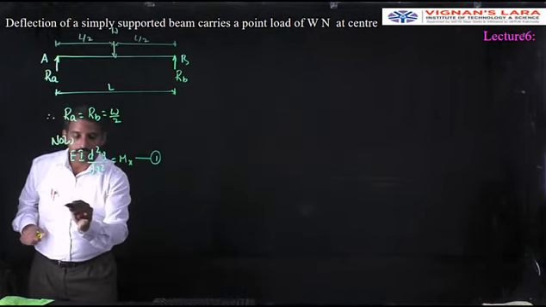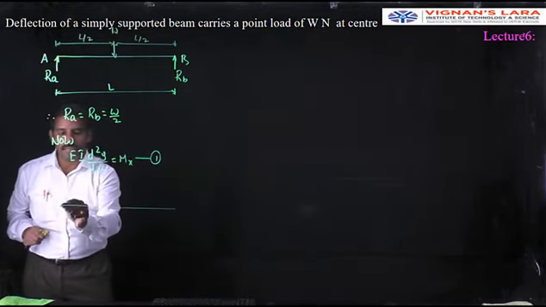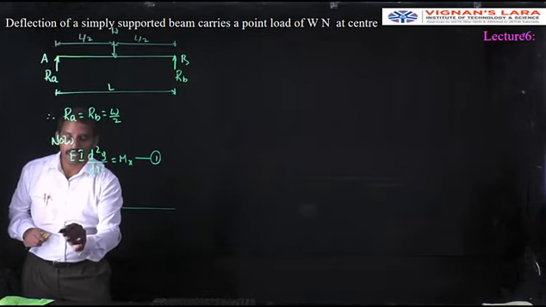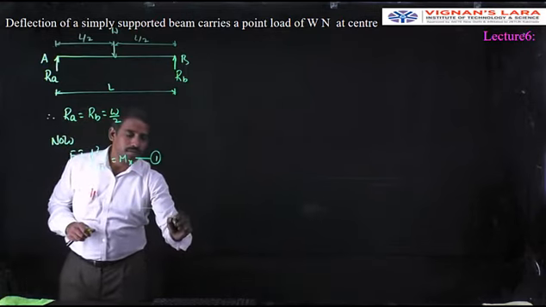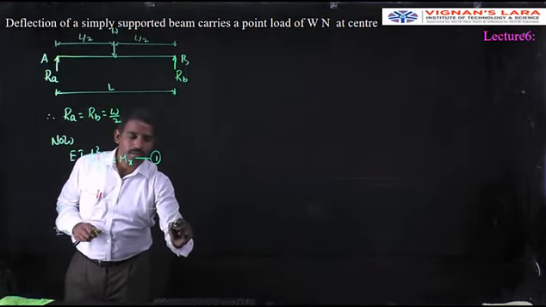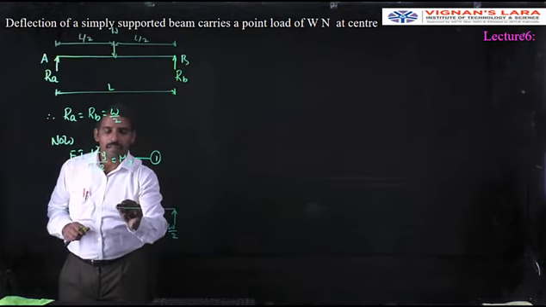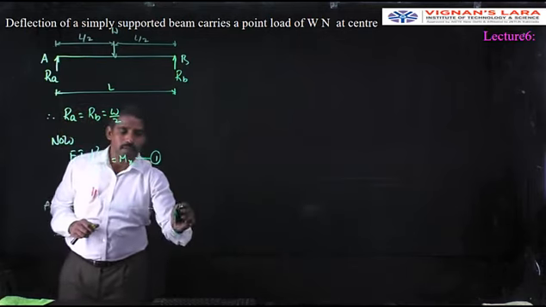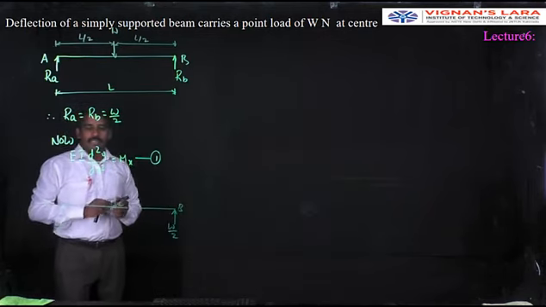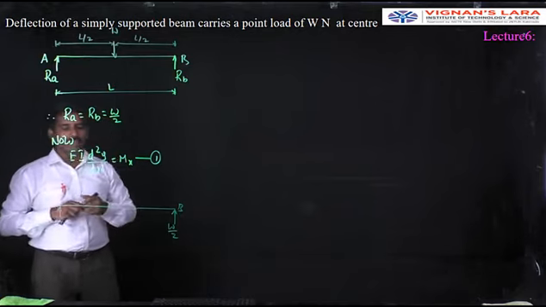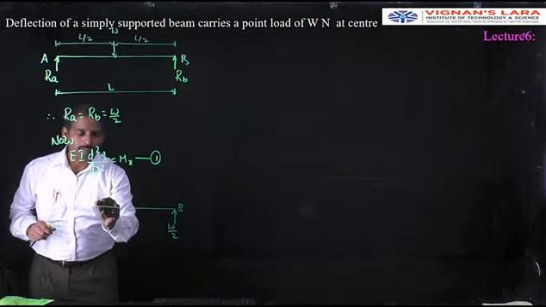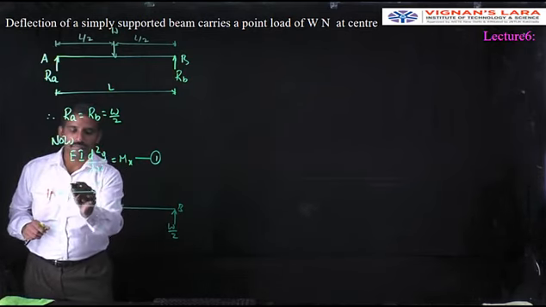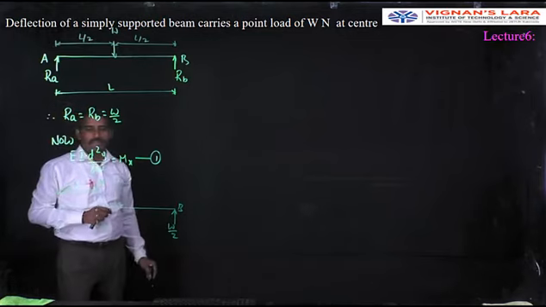Now, redraw the same simply supported beam with the loading system. What about the load at A? That is W by 2. What about the load at B? That is also W by 2. A load of magnitude W is concentrated at a point C, that is at midspan. Now, let us consider section XX at any distance from either end A or B. I would like to consider the section XX at a distance x from the left end, that is A.